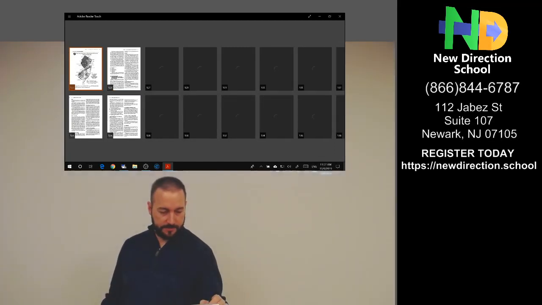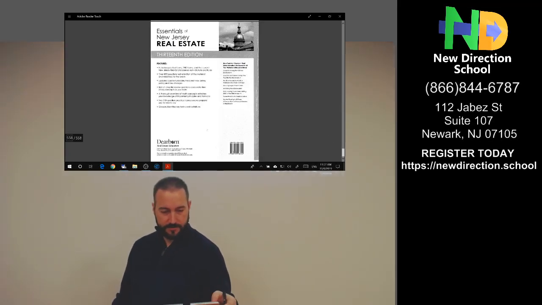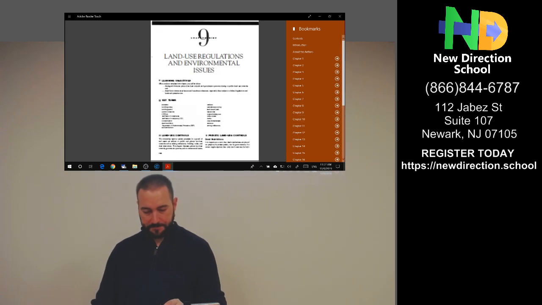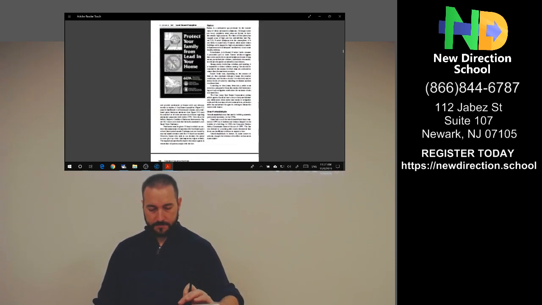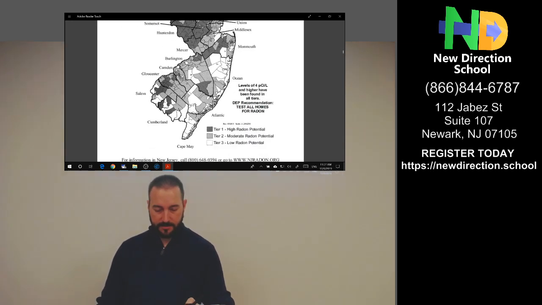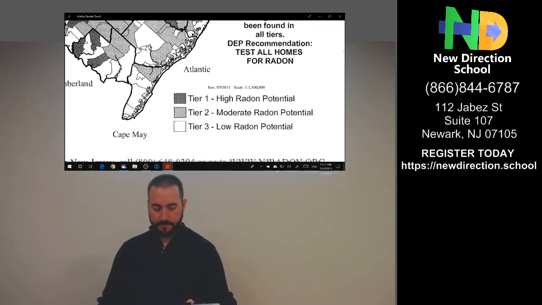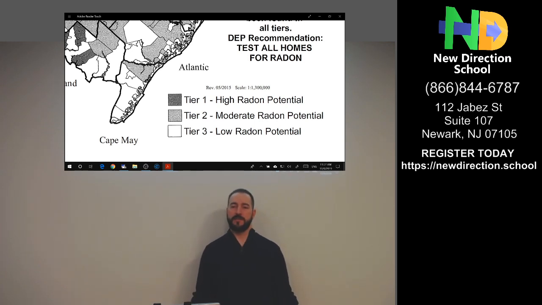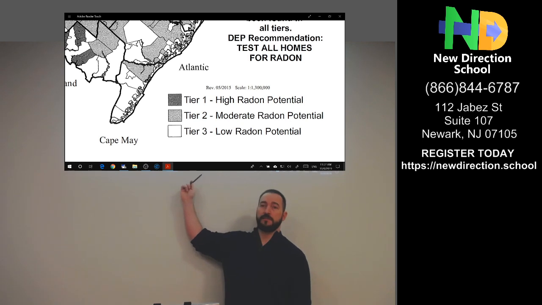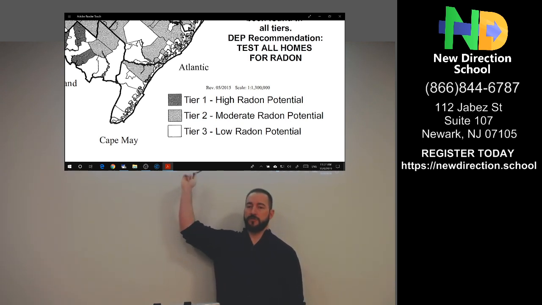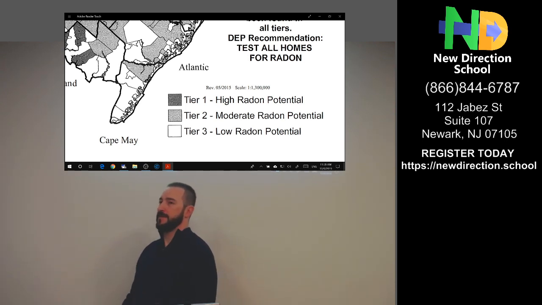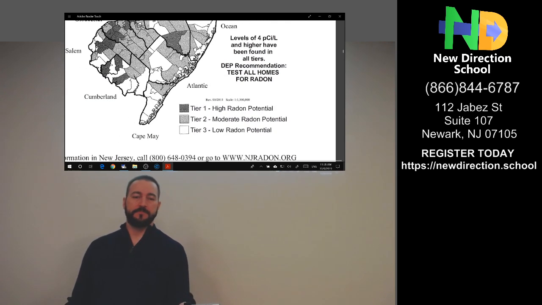Now I want you guys to go to the bottom of that page and see right here. In case you guys have not noticed, the whole New Jersey has radon. The question is, is it low radon potential, moderate radon potential, or high radon potential? And this is the reason why we cannot disclose this type of information until there's a contract, because the whole Jersey has it. You got it? Any questions?